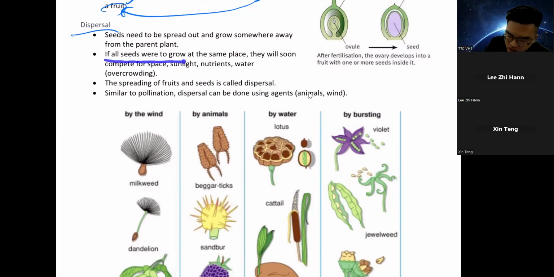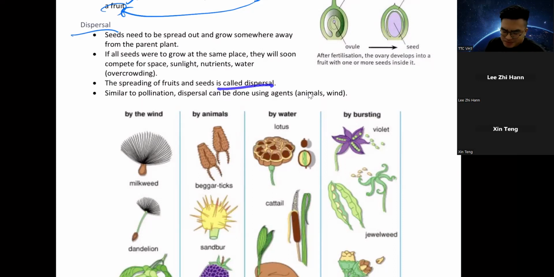So if all seeds were to grow at the same place, they will soon compete for space, sunlight, nutrient, water. Imagine 5 apple trees grow together, you have overcrowding. Imagine your great-great-grandfather, your great-grandfather, your grandfather, your father, and you, everyone lives in the same house. I mean, we used to do that, but since for plants, food is very limited, so they cannot do that.